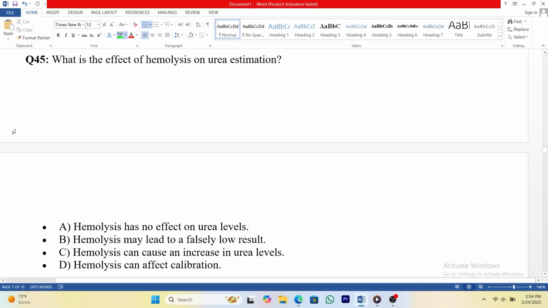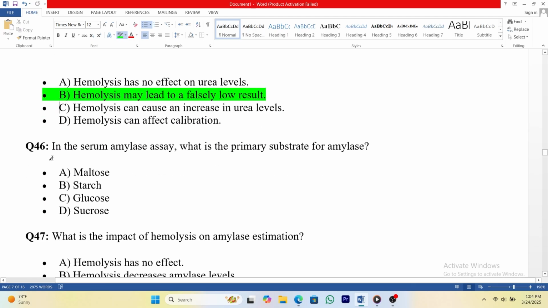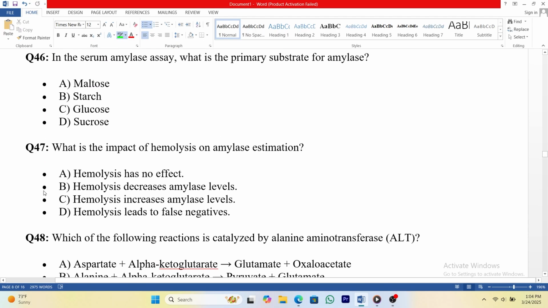45. What is the effect of hemolysis on urea estimation? A. Hemolysis has no effect on urea levels. B. Hemolysis may lead to a falsely low result. C. Hemolysis can cause an increase in urea levels. D. Hemolysis can affect calibration. Answer: B.